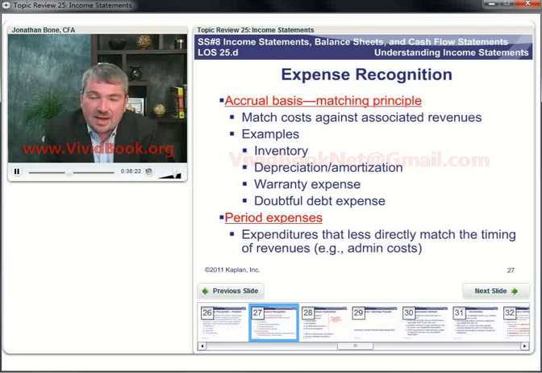If we've got any costs that aren't directly related to revenues, then we call them period expenses and we match them according to the period of use. So for example, if you've occupied your premises for 1 year, you would want to see 1 year's worth of rent going through your income statement.